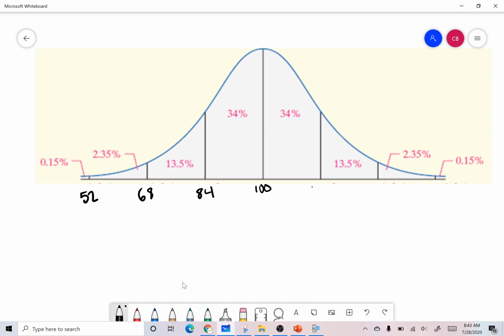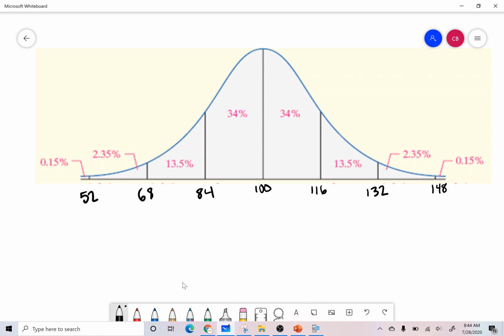Now, instead of subtracting, I'm going to add it to 100 and so on and so forth. So 100 plus 16 is 116, 132, 148. Okay, so we've labeled it. That's good. We're going to go on that now. So that's one step that we wanted to do.